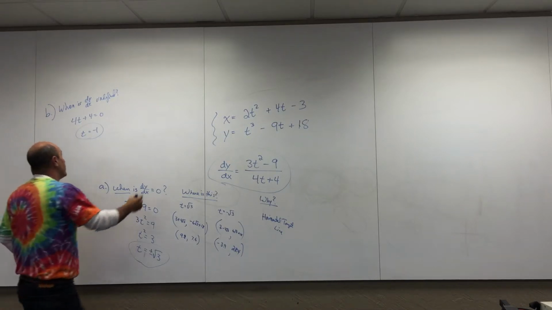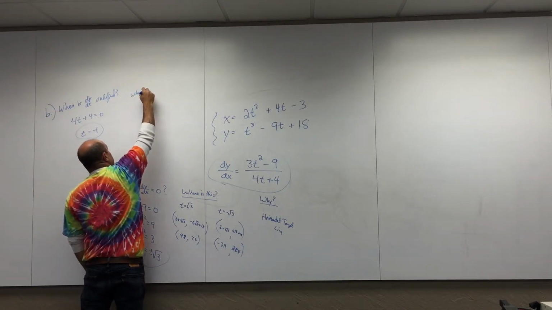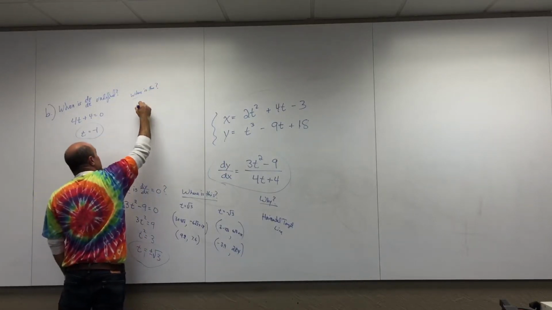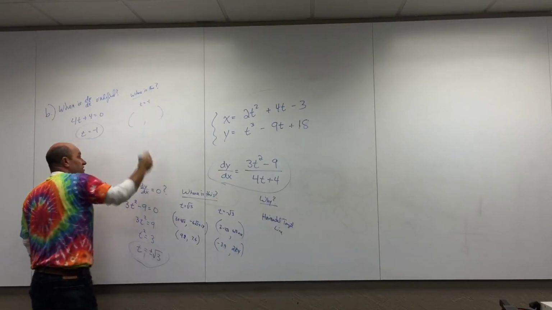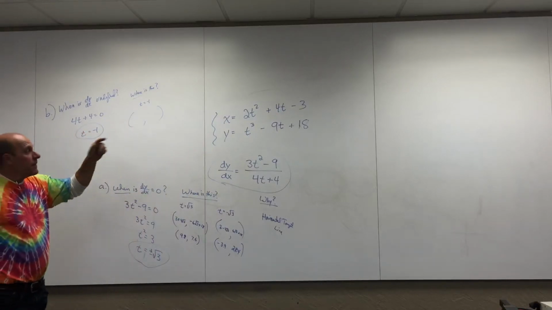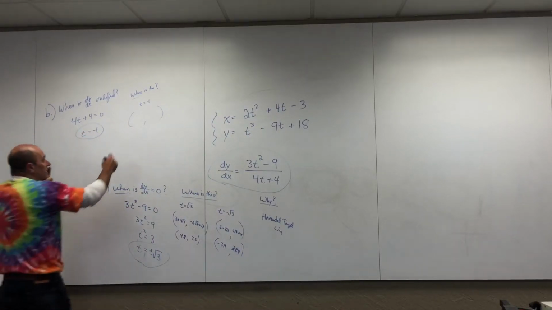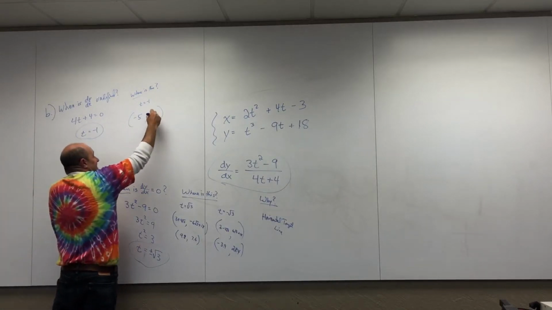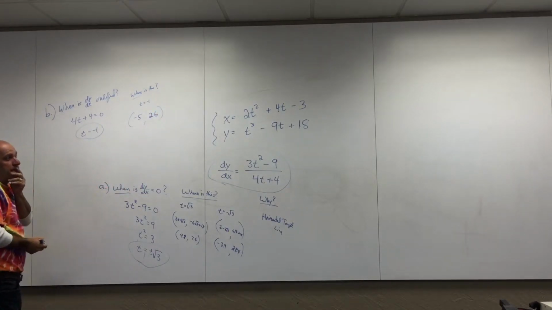Guess what I'm going to ask you now? Where is this? And that would be the location. When t is negative 1, what is the location? So that means plug in negative 1. So 2 minus 3, I think I get it. Negative 5. 26, I think. Okay. All right. So we found that point.